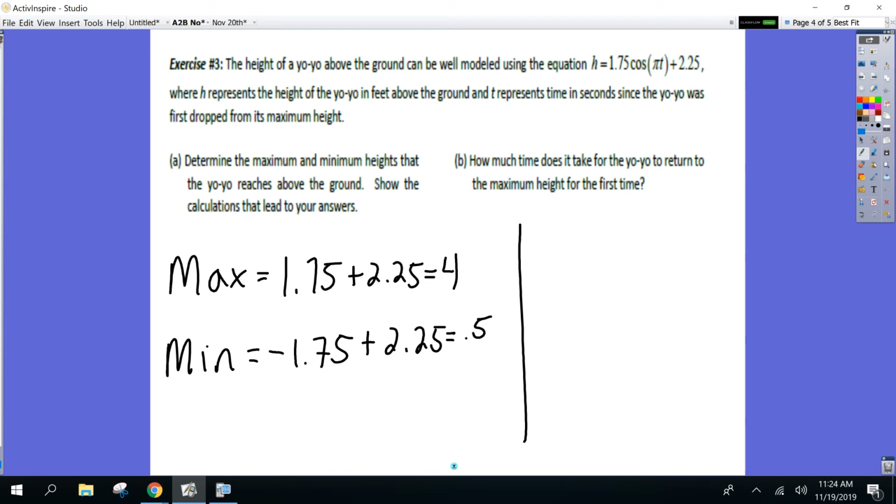What am I asking for in part B? How much time does it take for the yo-yo to return to the maximum height? So it's here, boom, up and back to the maximum. This is a fancy way of me saying, guys, find the what? Period. That's all it's asking for. And that was the goal of today, for you guys to recognize, without seeing the actual word there, that's what I'm asking for.